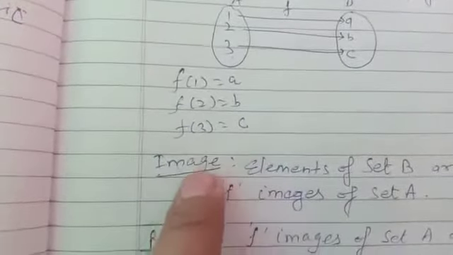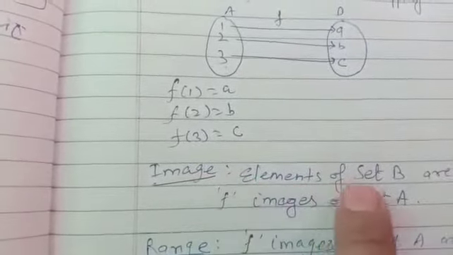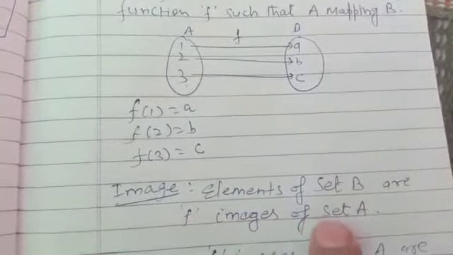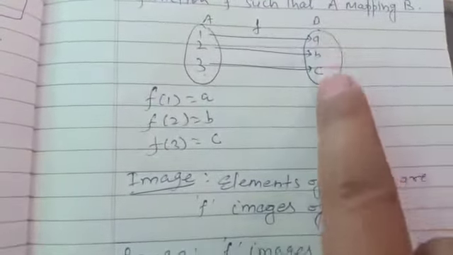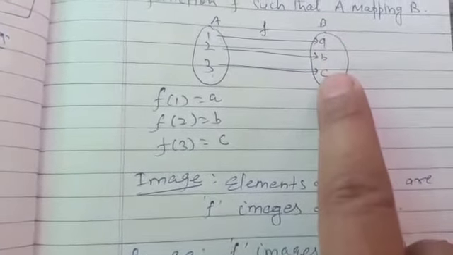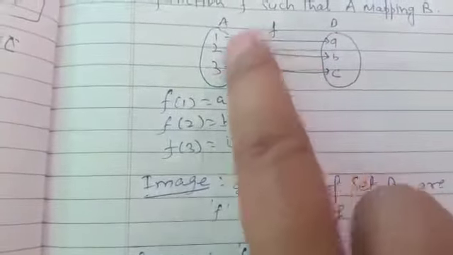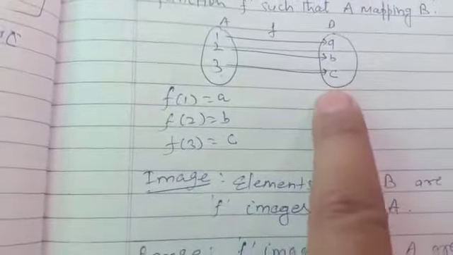Now some more topics. What is image? Elements of set B are the f images of set A. They are called images. A, B, C are the f images of 1, 2, 3. So using this diagram, elements of set B are the f images.